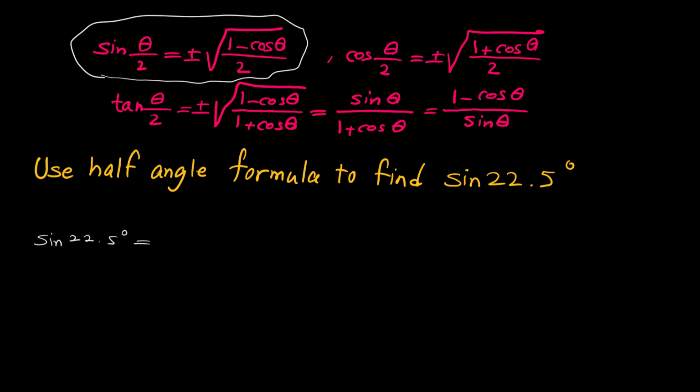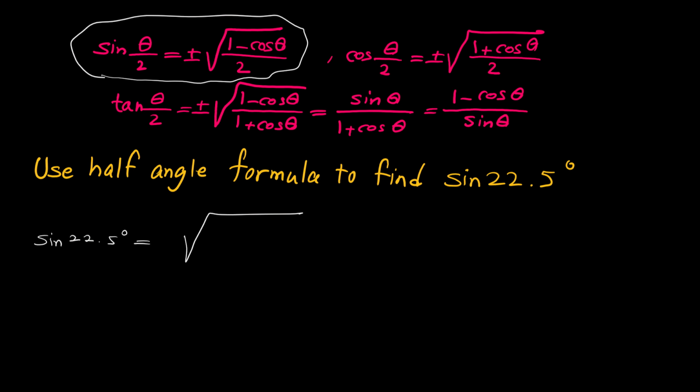Based on this formula, sine of 22.5 equals plus or minus radical, but before we continue, this has only a single value. It is either positive or negative, because sine of 22.5 is positive. How do we know it is positive? Because 22.5 is in the first quadrant, and in the first quadrant sine, cosine and tangent are positive. So we consider only the positive sign for the radical.